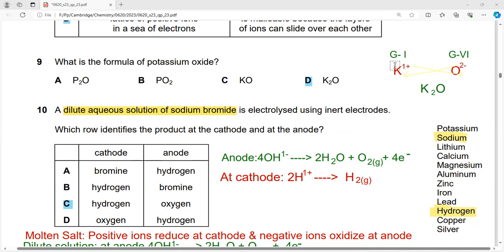We're going to do the cross method. So the 2 from the -2 can be written below the potassium, and that will produce K2O. This way, to satisfy the -2 oxidation state of oxygen, there is a need for 2 potassium ions, each with +1 charge. So they can satisfy each other, and that makes the formula K2O. D is our correct option here.